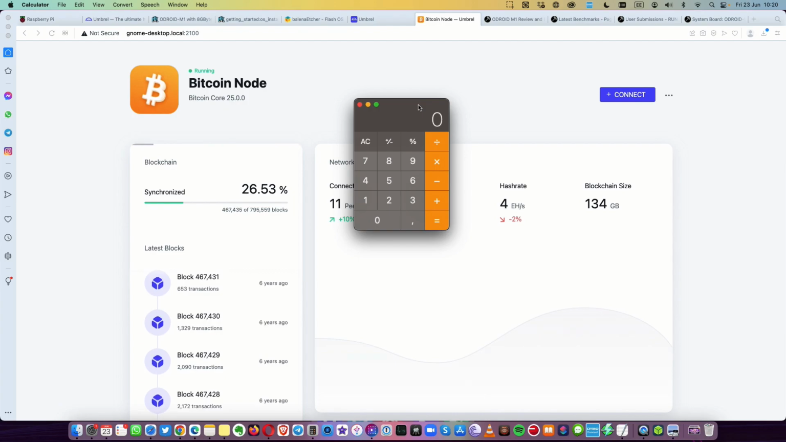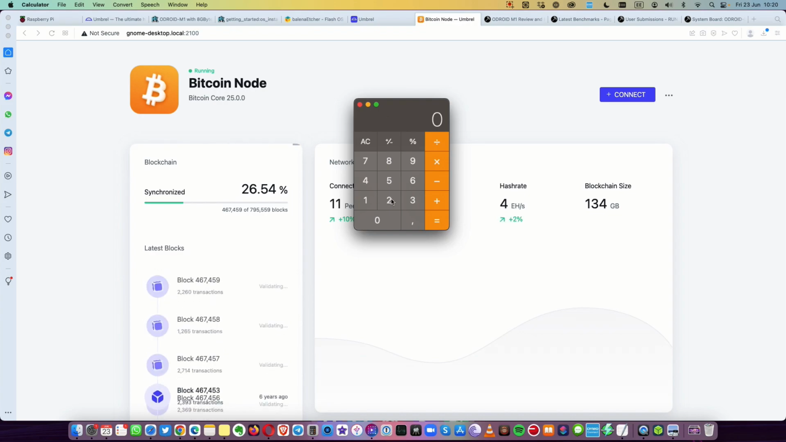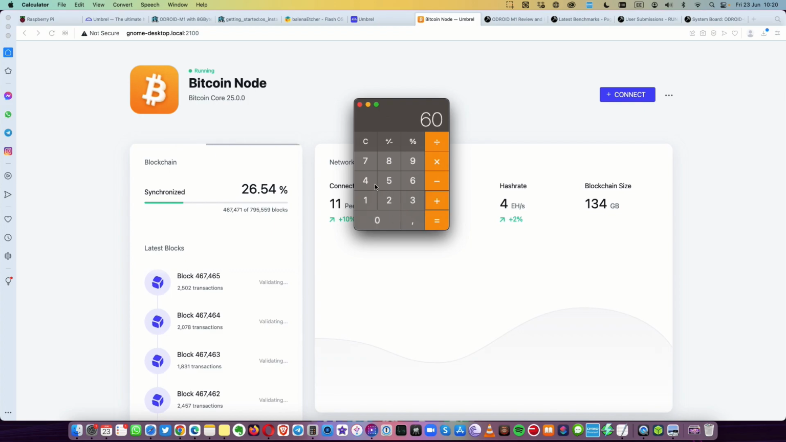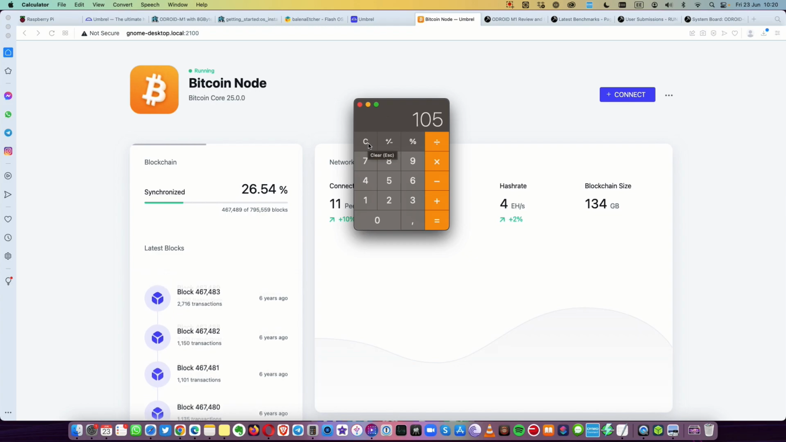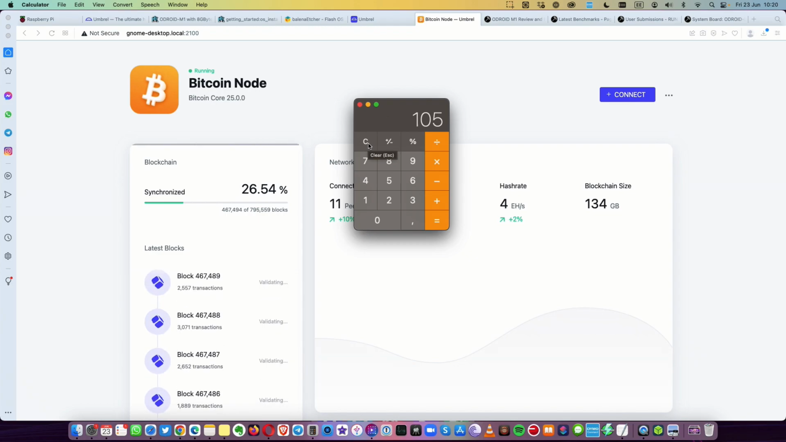1 hour and 45 minutes passed from when the Bitcoin node was 24% synchronized. So how long will it take to sync the node? 60 plus 45 minutes, 105 minutes for 2.5%. So let's do a quick calculation. 2.5%.